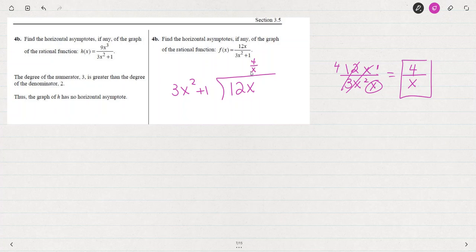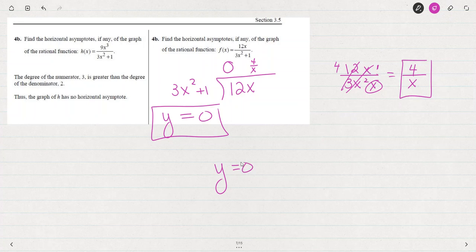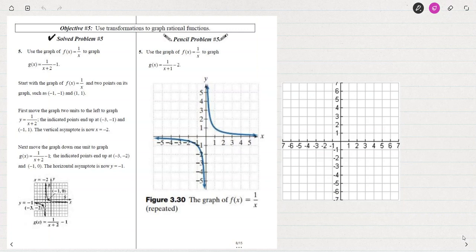So what that means, what we're going to do for that type of example is we'll say that the horizontal asymptote is y equals 0. How many times does 3x squared go into 12x? 0 times, because that 12x was too small. So we'd say 0. And the asymptote is y equals 0. So you see, you could use that, the numerator divided by the denominator, every time.